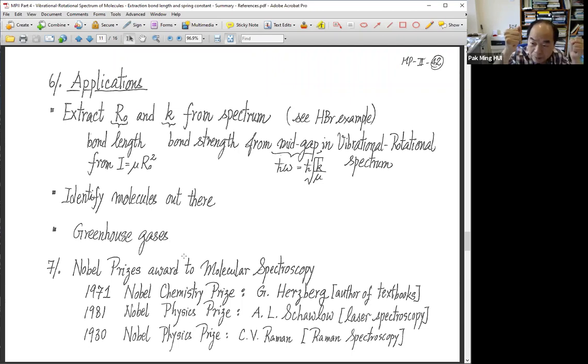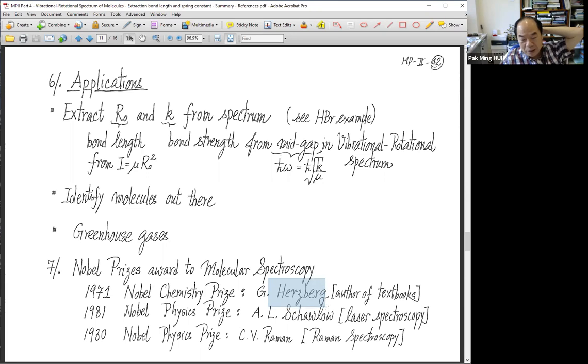How strong is the bond? What is the separation, the length of a bond, okay? We also discussed some real life situations, why something is a greenhouse gas. And this molecular spectroscopy branch of physics and chemistry was awarded some Nobel Prizes over the years. So I list some of them here.